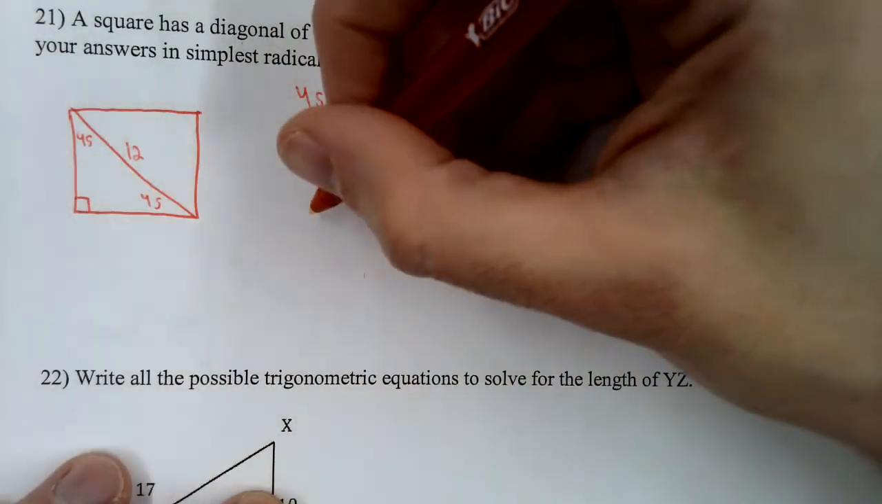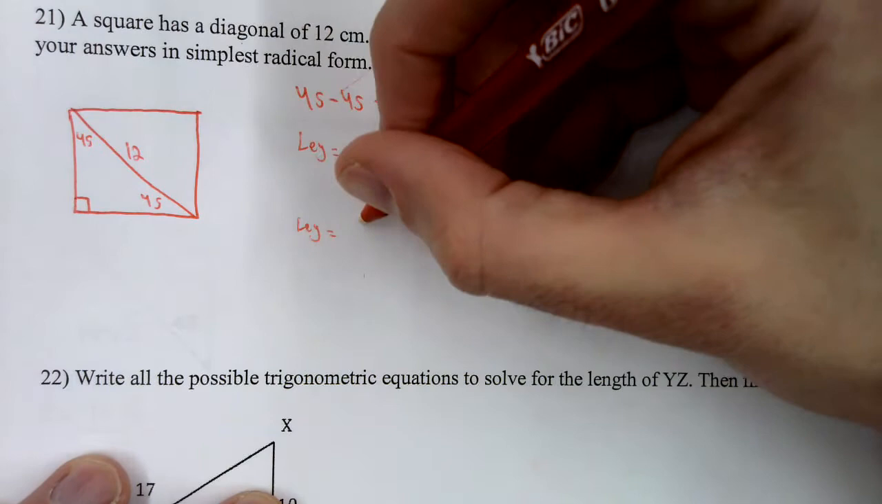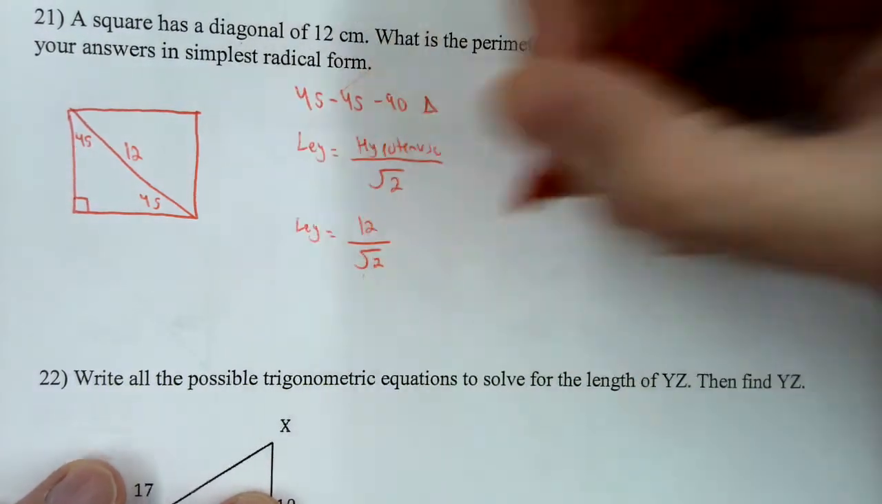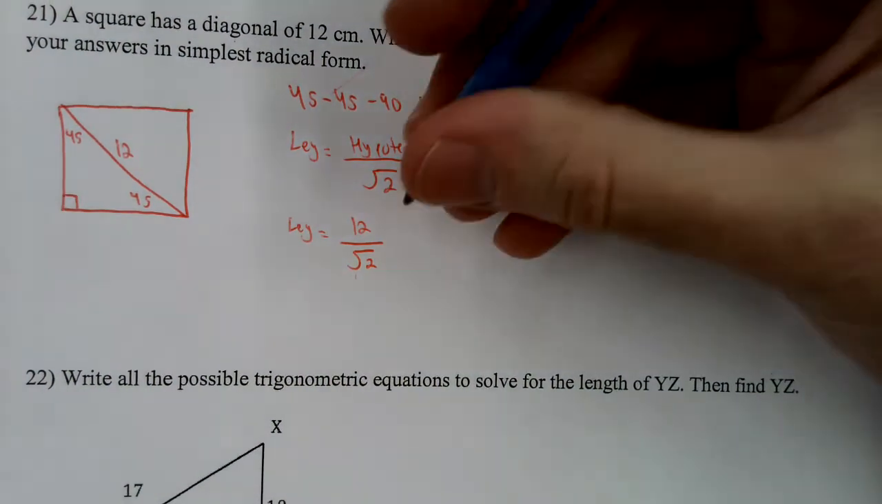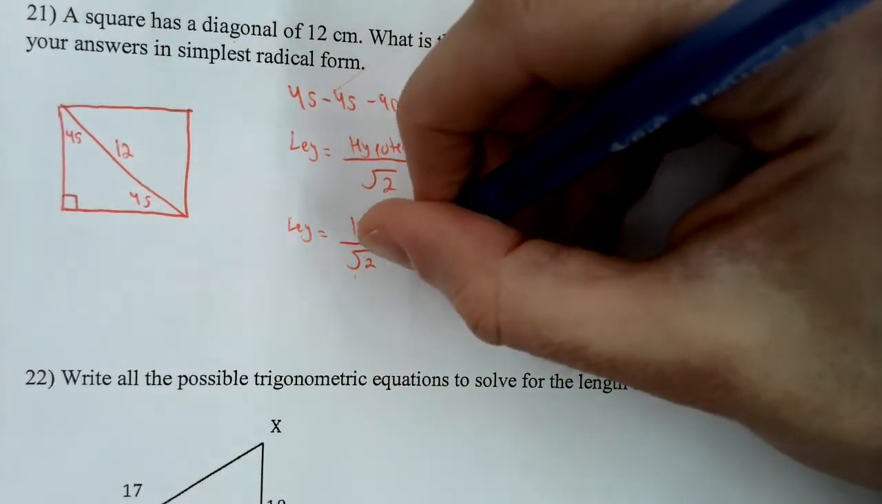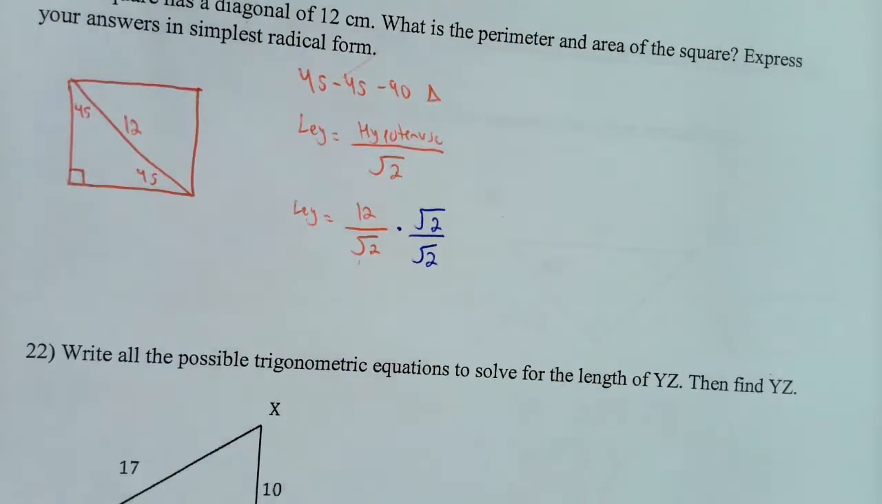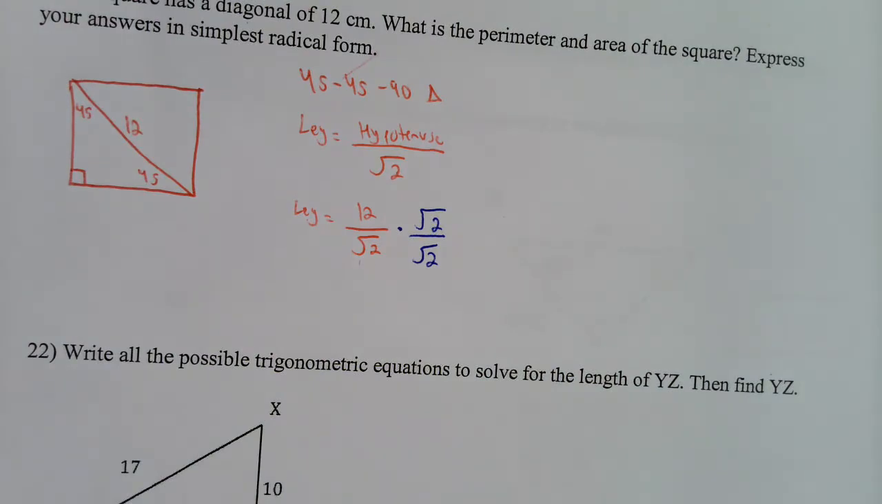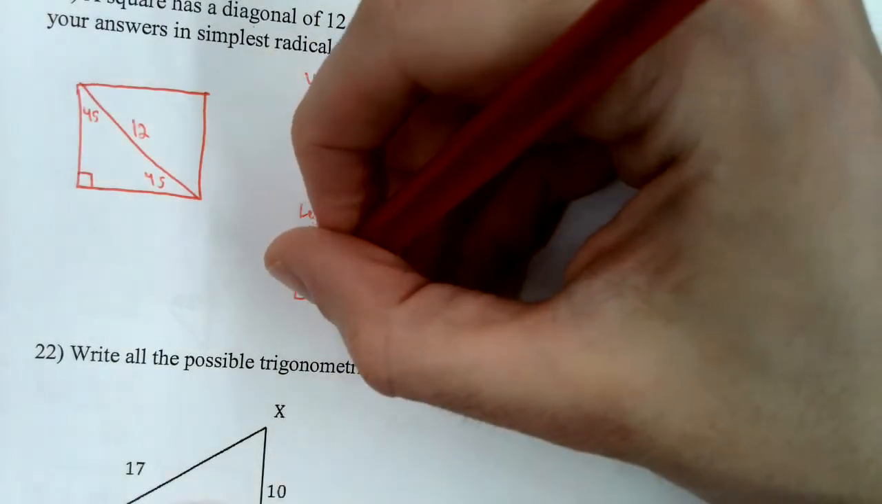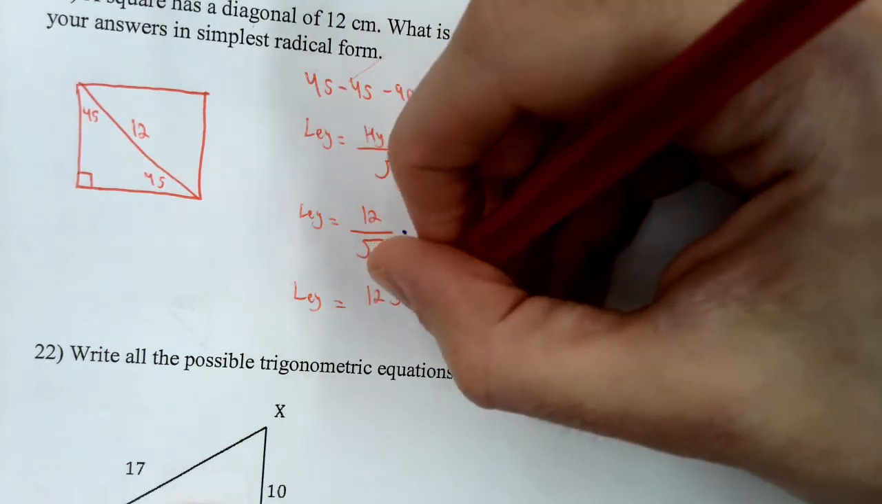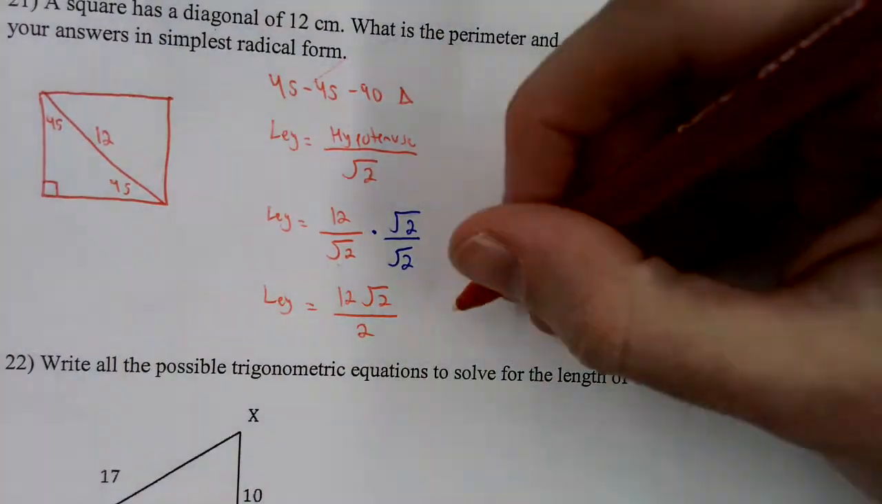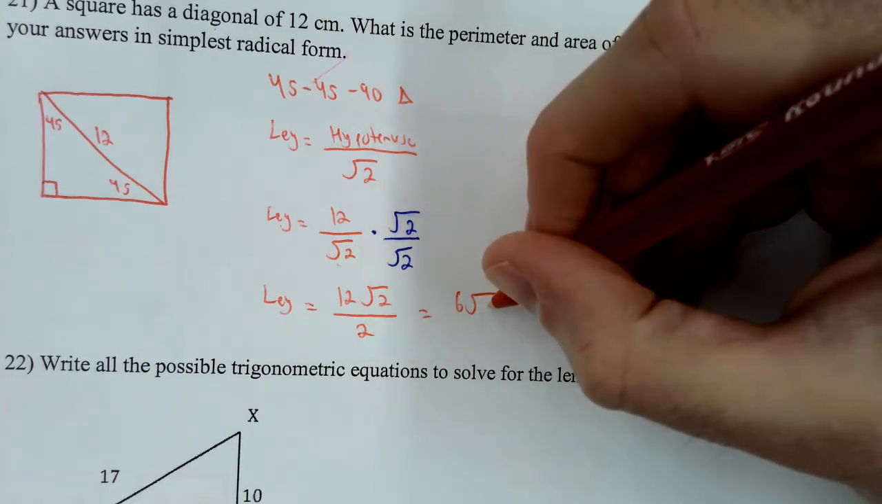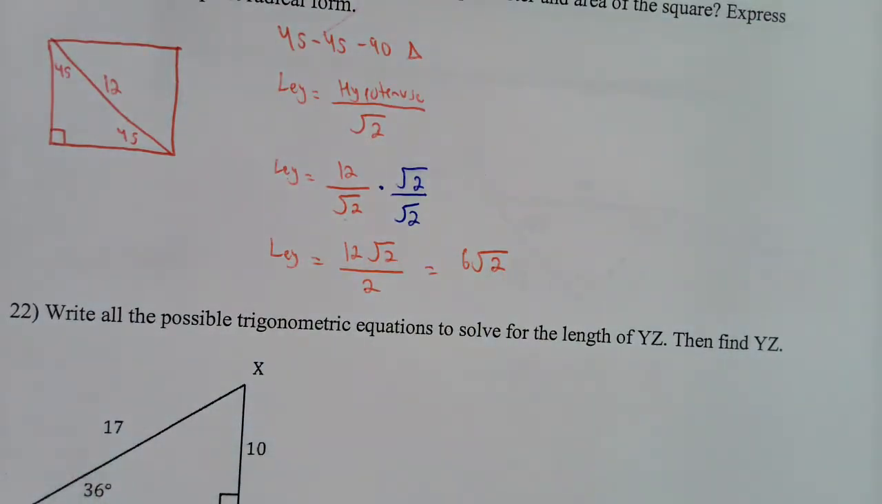So 12 divided by square root of 2. Rationalize, multiply by square root of 2 over square root of 2. That'll give you 12 square root of 2 over 2. Which equals 6 square root of 2. Okay, so that is the length of each leg. Now we can find the perimeter and we can find the area.